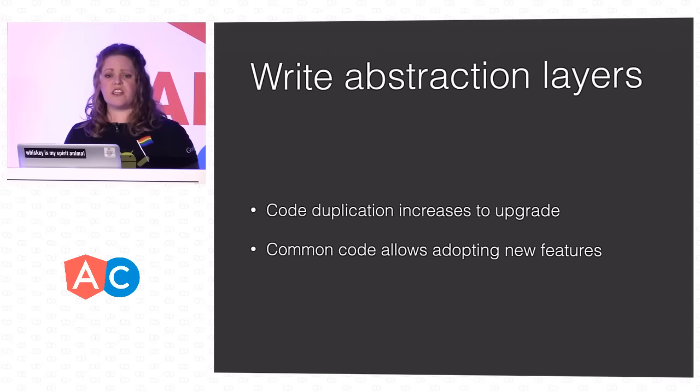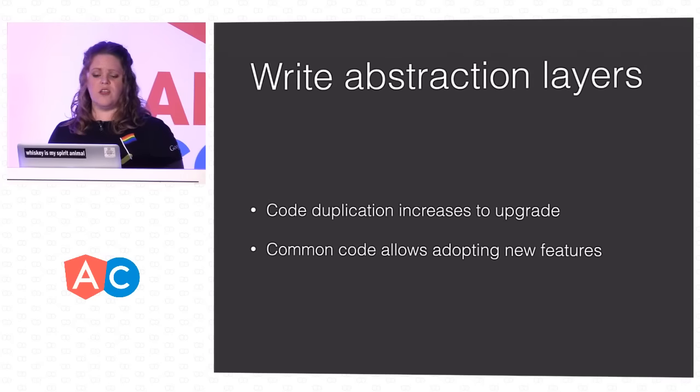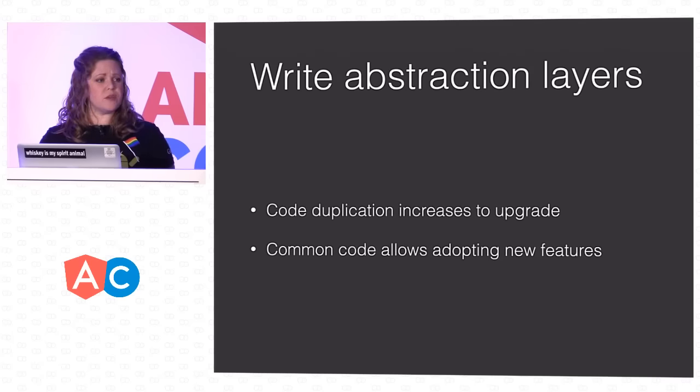I had mentioned abstraction layers. This is really important in general. So any code that you have that's duplicated, if that's something that doesn't work in a future version or you need to change it, that means you're going to have multiple places where you need to make updates. I don't really like doing more work. I'm sure you don't either, so it's great to keep this in one place.